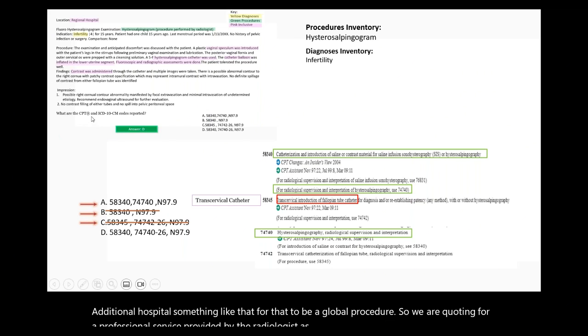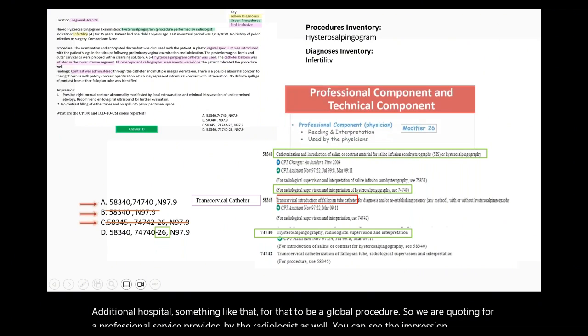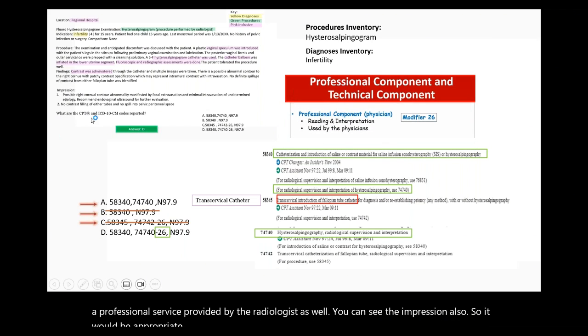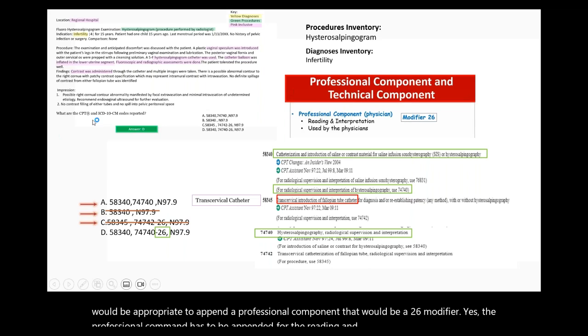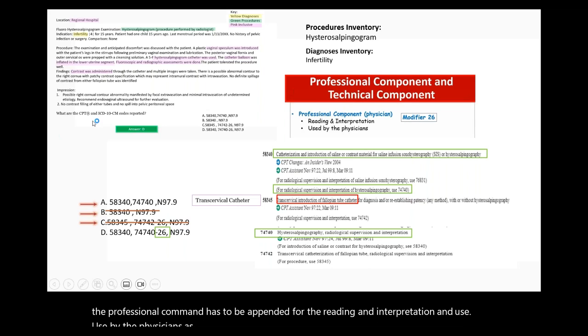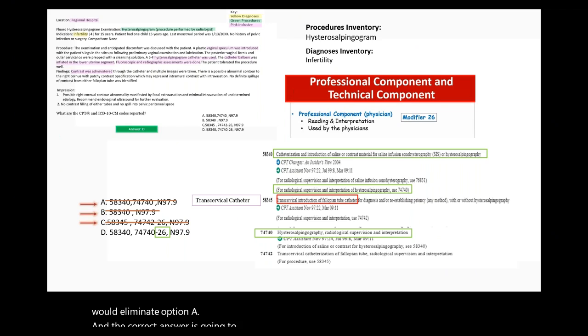You can see the impression also. So it would be appropriate to append a professional component, that would be a 26 modifier. Yes, so the professional component has to be appended for the reading and interpretation, and it's used by the physicians as well. So definitely in this scenario, we have to give a 26 modifier, which would eliminate option A, and the correct answer is going to be option D, 58340, 74740, 26 modifier, and 97.9.